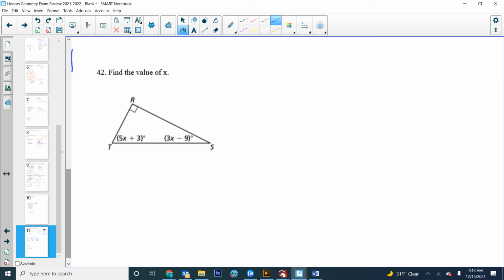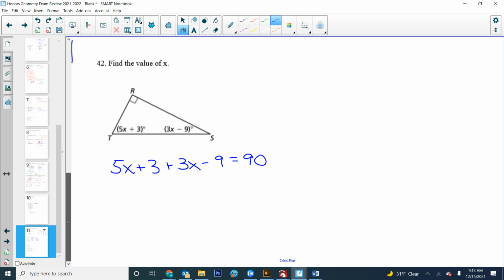I think you guys would all get this right on the quiz or the exam. Right? Yes. I would try. Maybe not all. All right, you should add them up to equal 90 and solve for x.